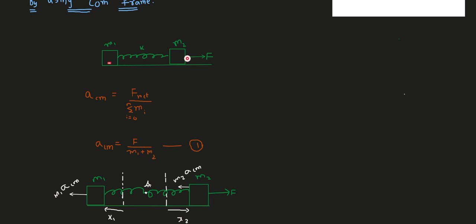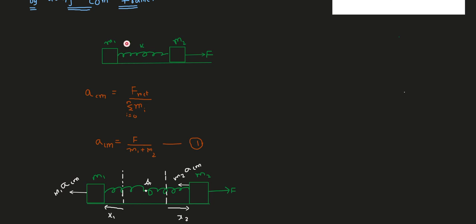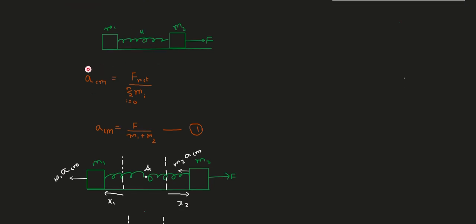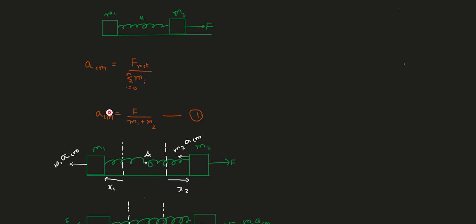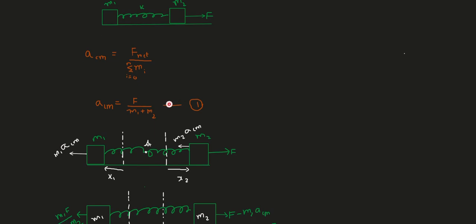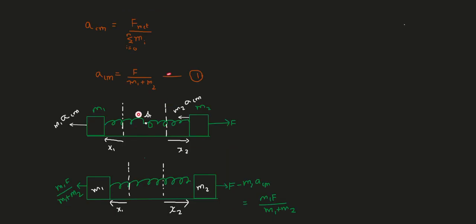So they have applied a constant force F on bar m2. We have to find the maximum elongation of the spring. As we know, the acceleration of center of mass is total external force by total mass. So acceleration of center of mass is external force F by total mass m1 plus m2. So equation 1.